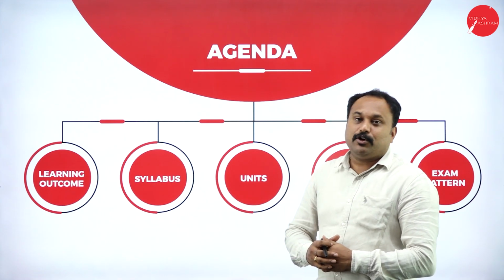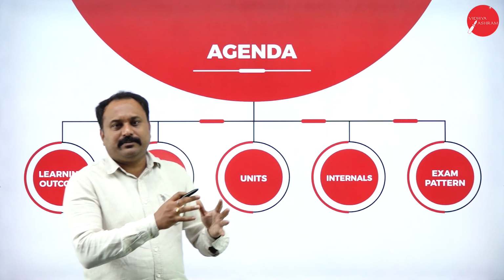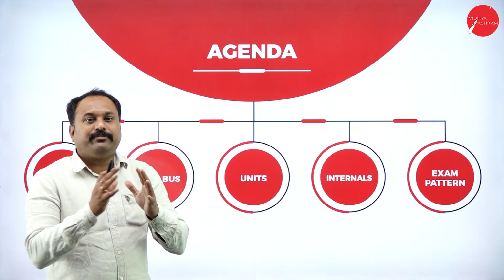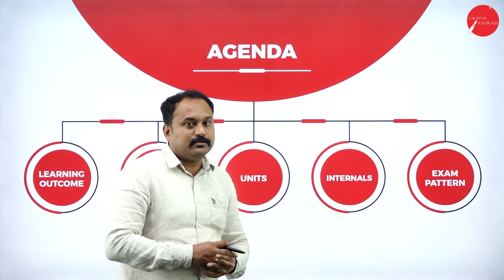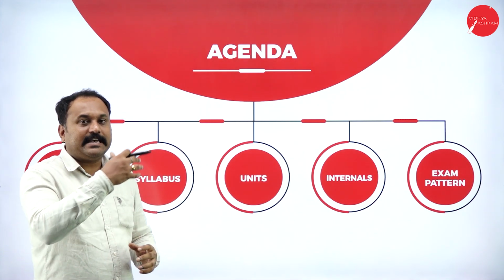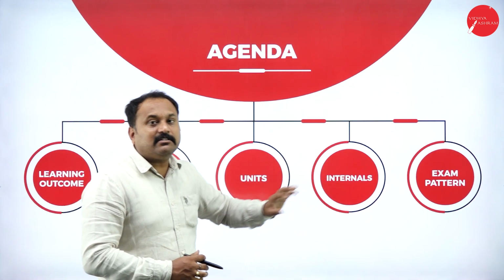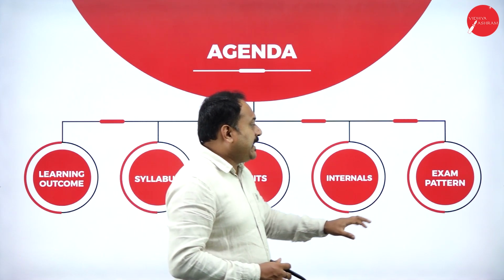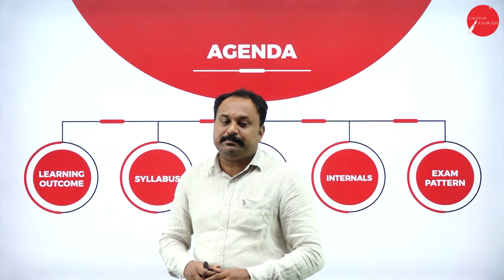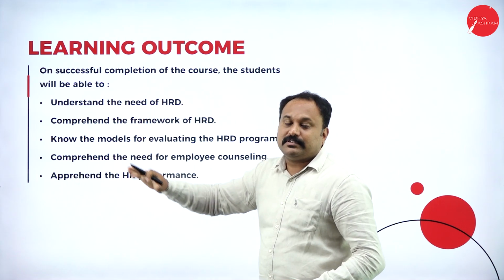Next, we'll go with the syllabus. According to the University of Mysore, they have given us a prescribed syllabus where we have 5 units, which we call modules. After that, we're going to understand each unit and each module, what exactly we are supposed to learn, the key points I told you before. Next are the internals pattern, the external pattern, and the exam pattern, which we're going to understand. So this is the agenda of human resource development. The first thing is the learning outcome, so we'll understand what exactly happens in it.